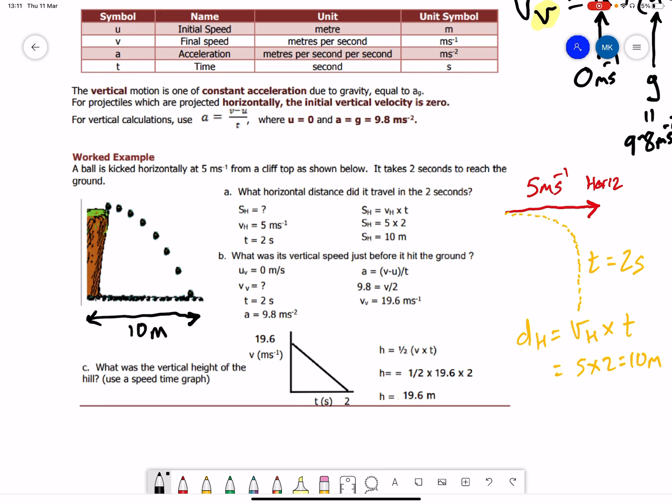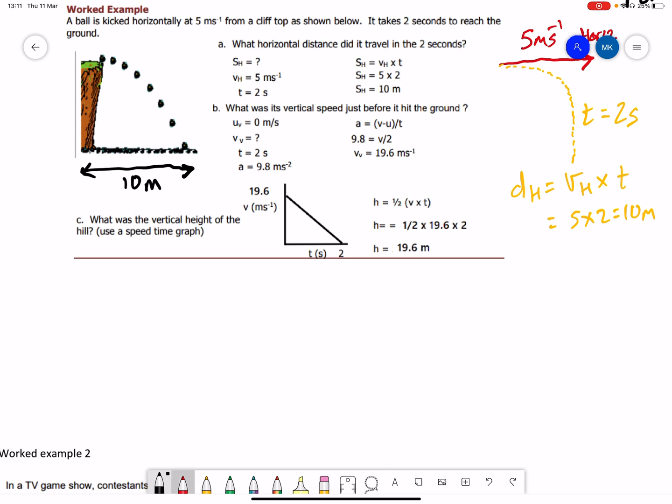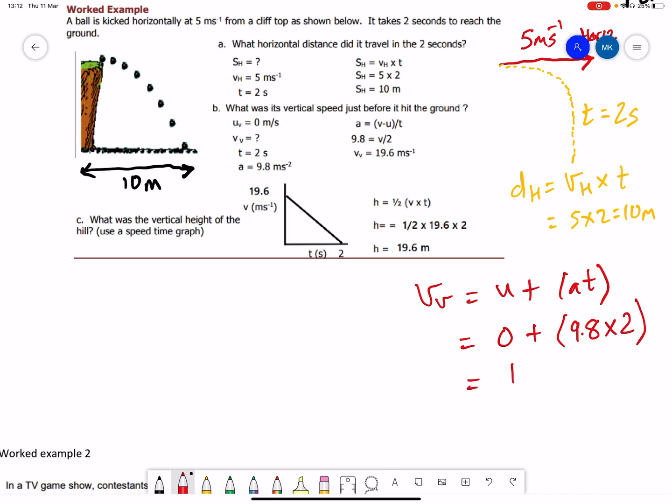Right, part B, what is the vertical speed just before it hits the ground? So using the equation that we've already done, vertical velocity is u plus at. Vertically, the initial speed is 0. Acceleration is due to gravity, 9.8, and we know it was in the air for only 2 seconds. So 19.6 meters per second.